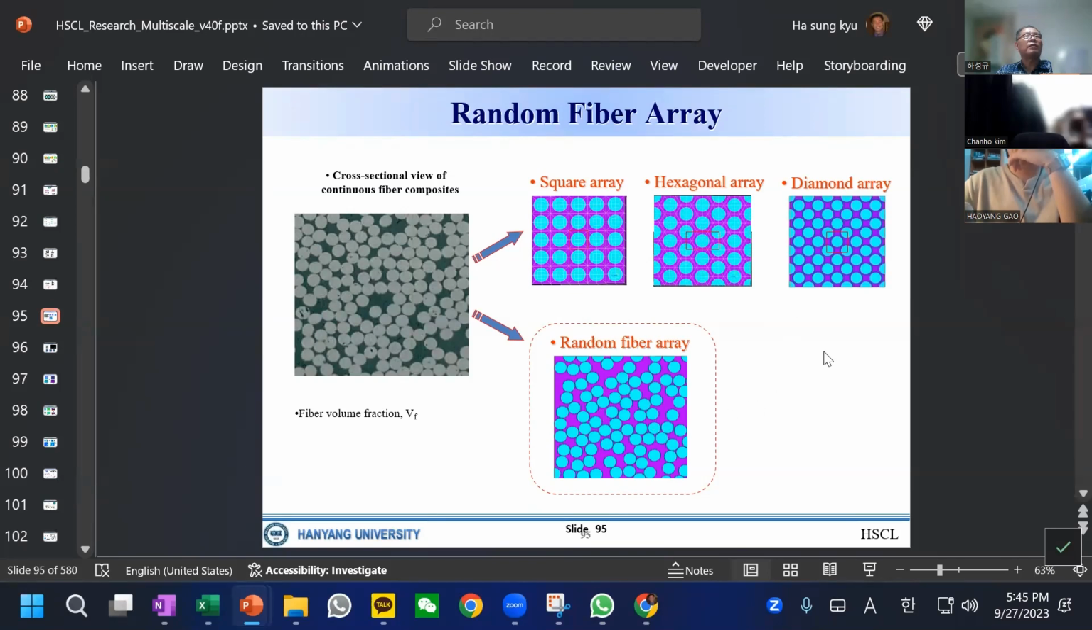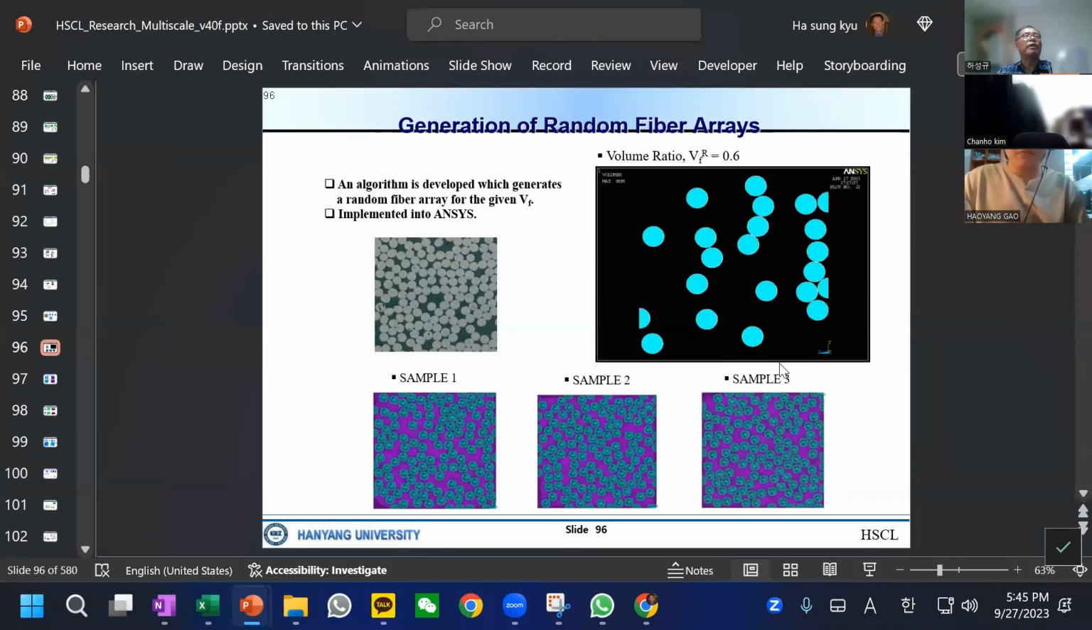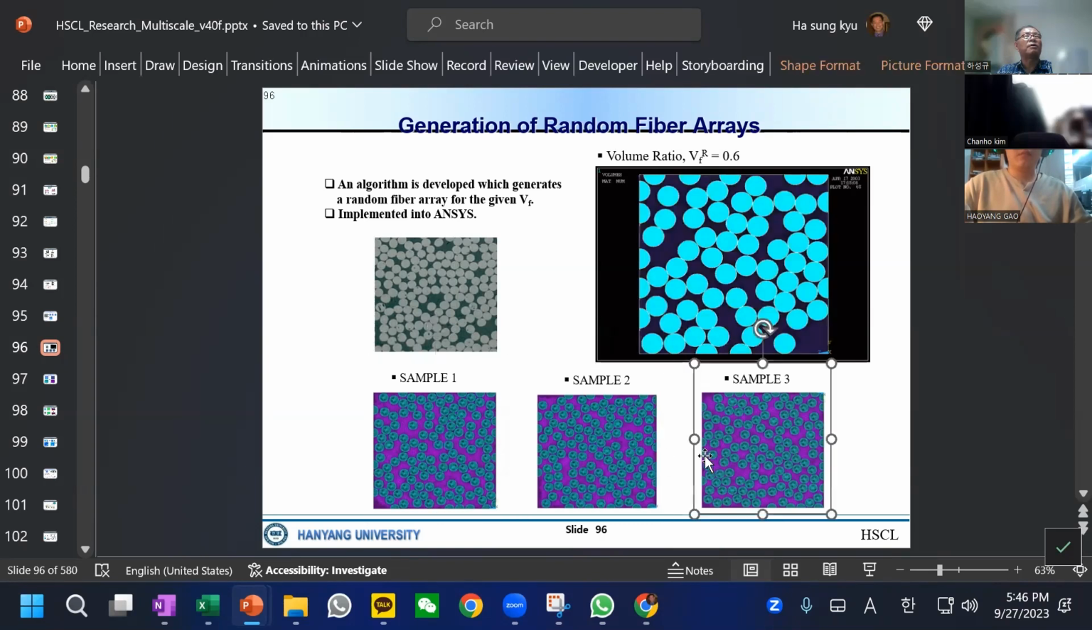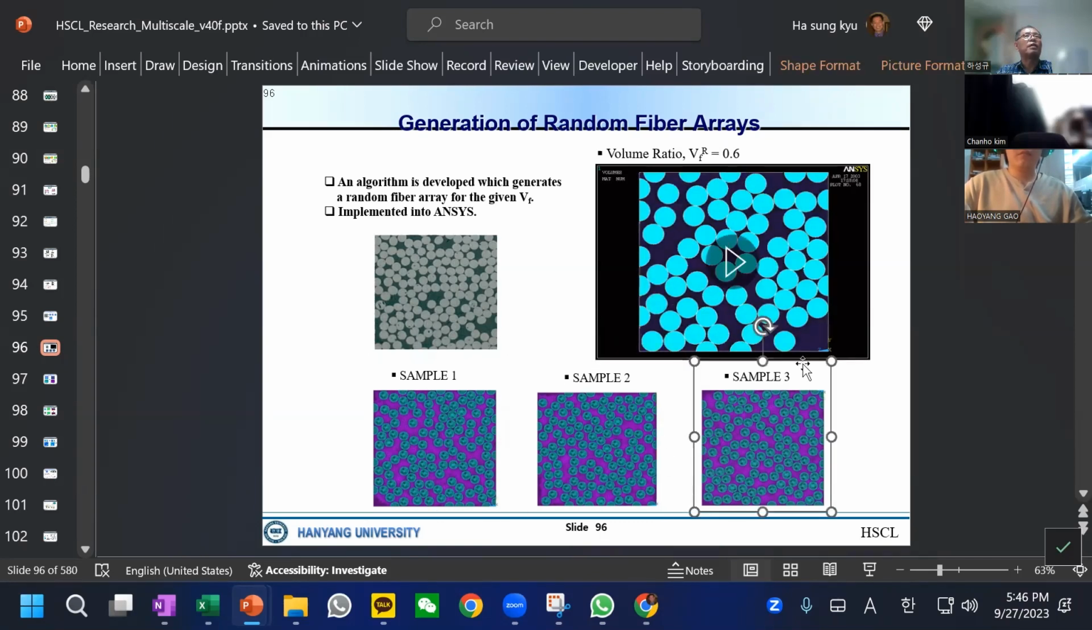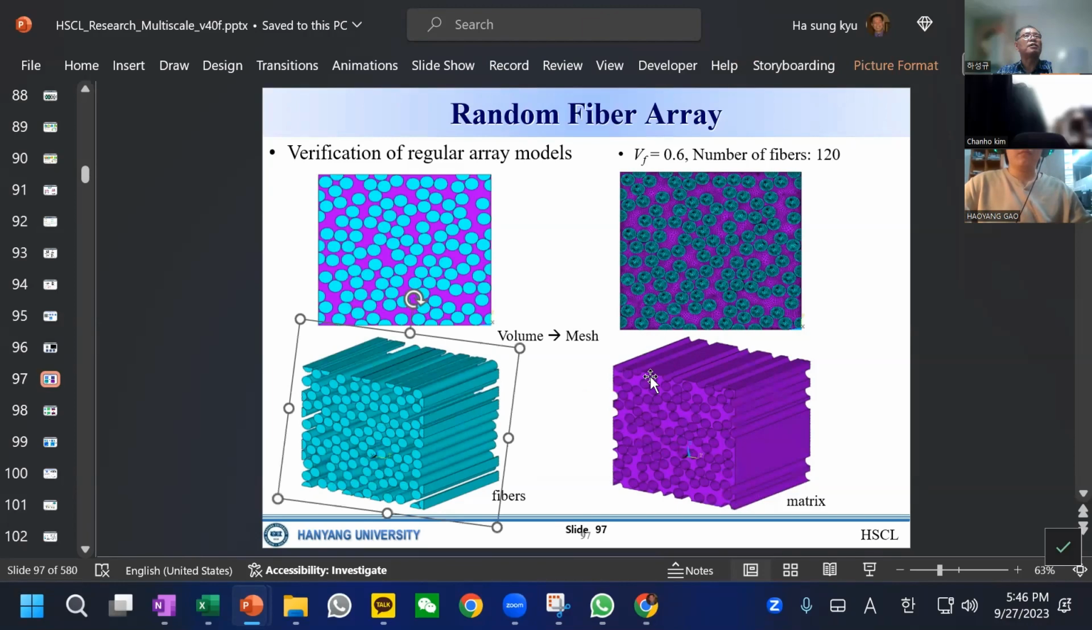Now, random fiber is difficult to model, of course, but you can imagine using programming to develop it, and like this, you can generate a random fiber. This is a real process of generating a random fiber. We can reach like 50% and 55%. Of course, this is random. We cannot precisely predict a real arrangement, but you can generate as many as you want, all with the same fiber volume fraction.